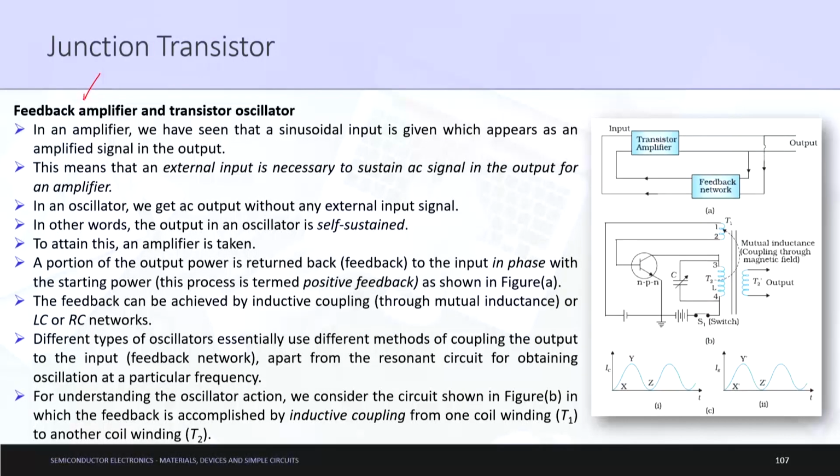Okay. So, I think the first concept is understood. Why do we do it? I will try to explain that when the time comes, but for now you can understand the basic definition of a feedback amplifier. That was the first thing. The second thing is the transistor oscillator.